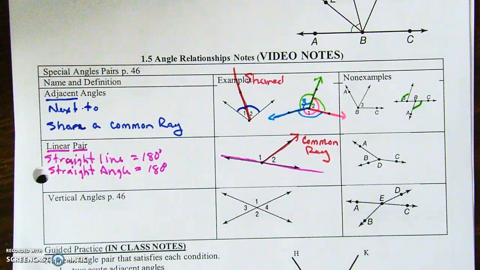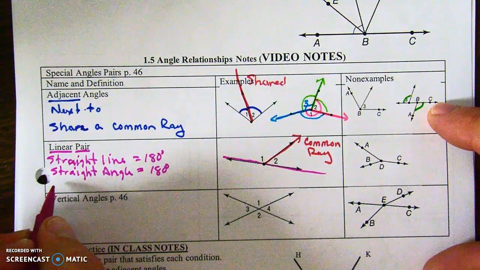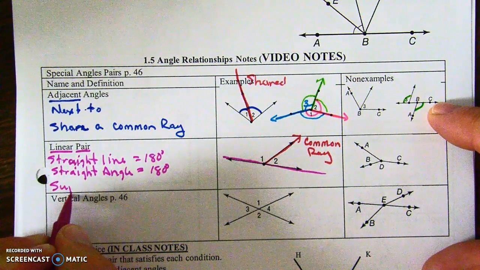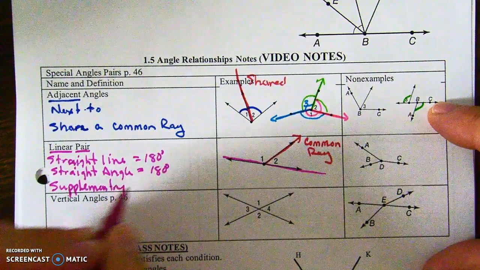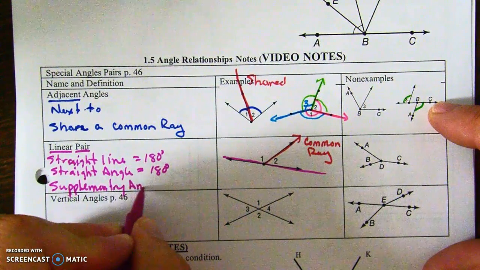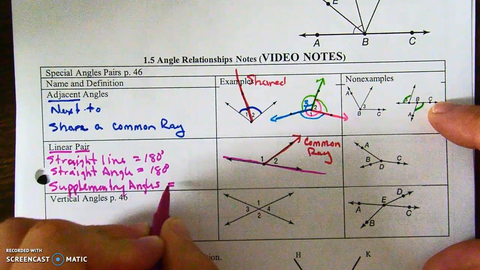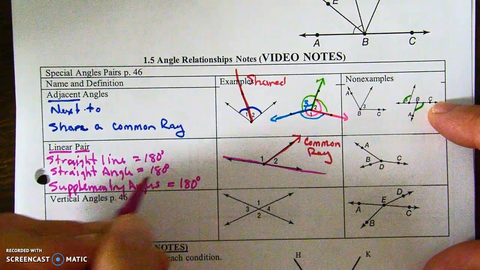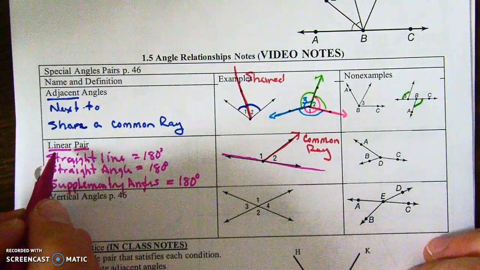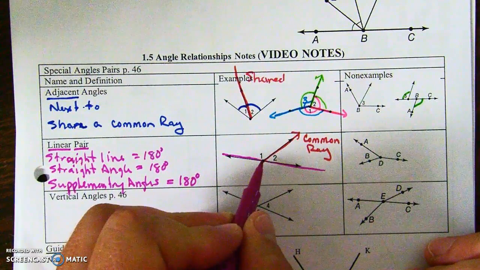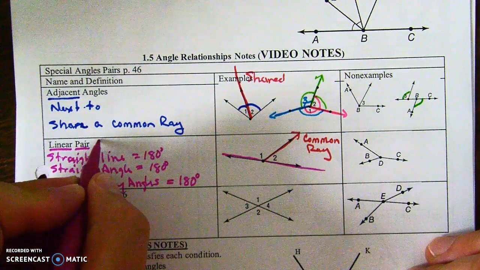And then later in this lesson, we're going to learn another word that's common for a linear pair. It's called supplementary angles. Okay, supplementary angles also together equal 180 degrees. But the key thing that you need to remember about a linear pair is that they have to be adjacent to each other.